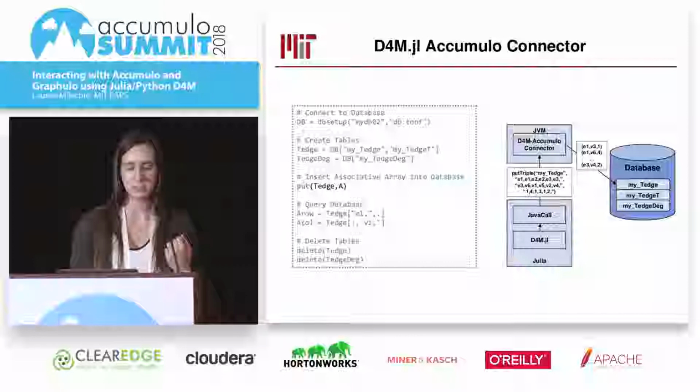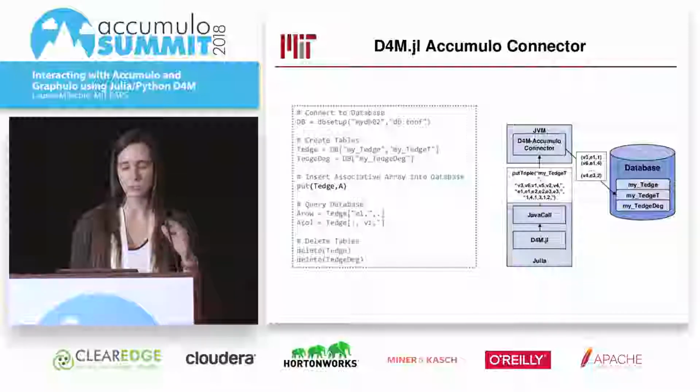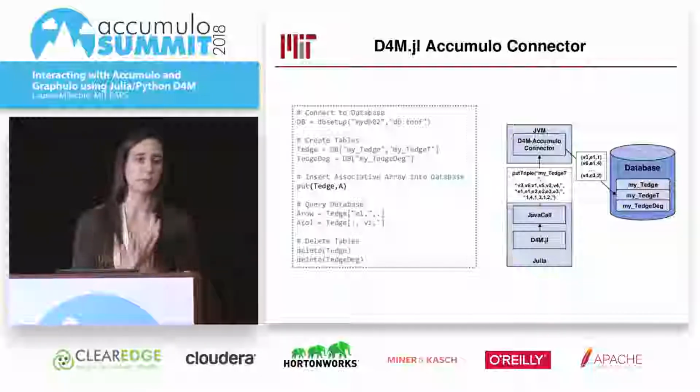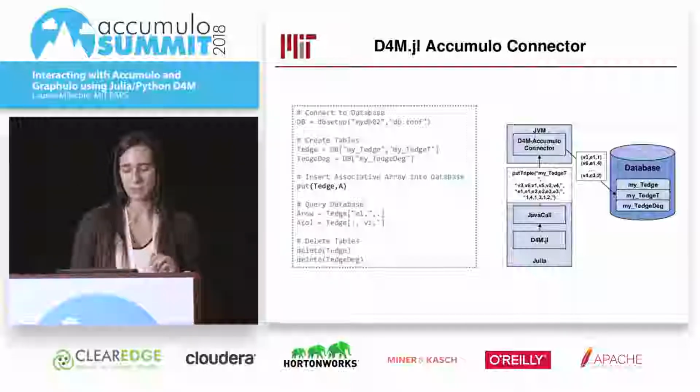Similarly, when you insert data into a database table pair, it'll put it first into the main edge table, and it will also do the transpose for you as well. It'll transpose the data and put it into the transpose table.